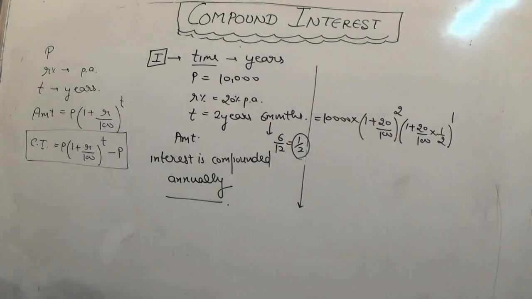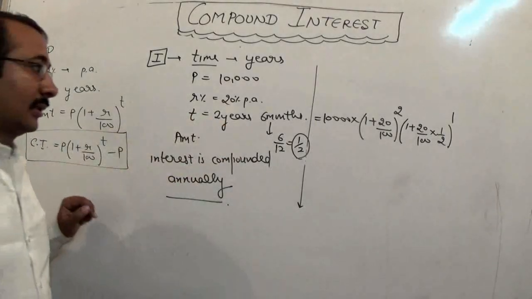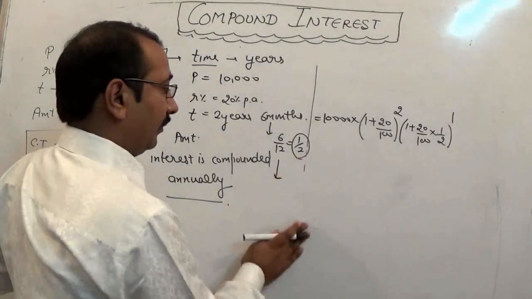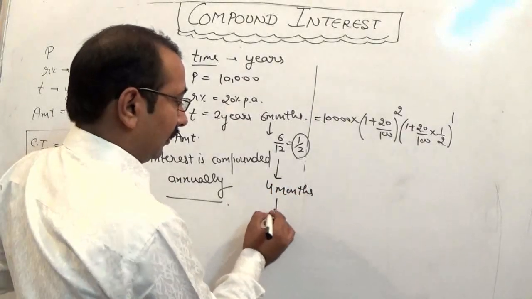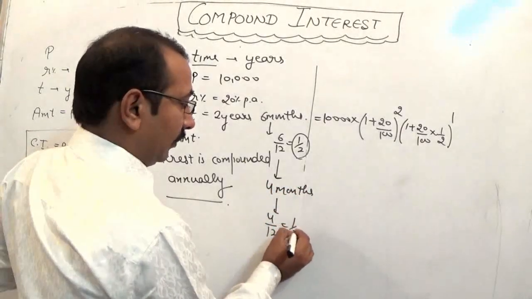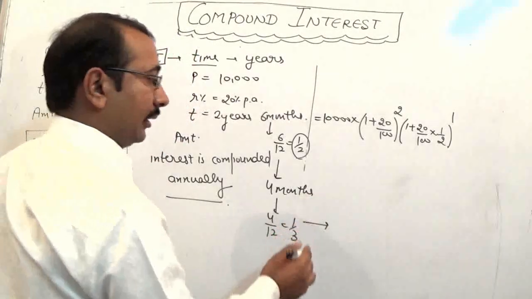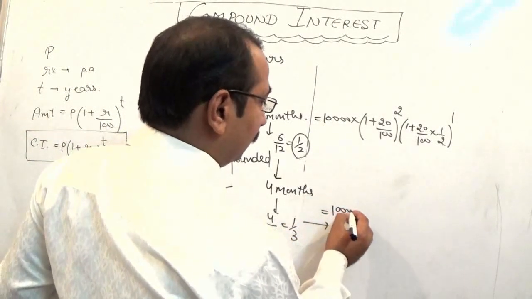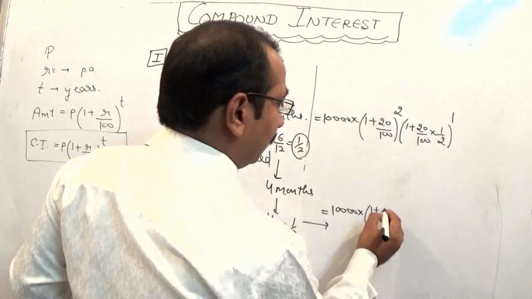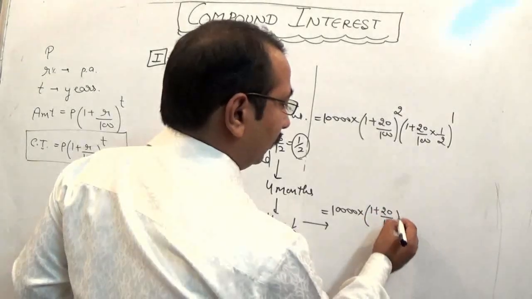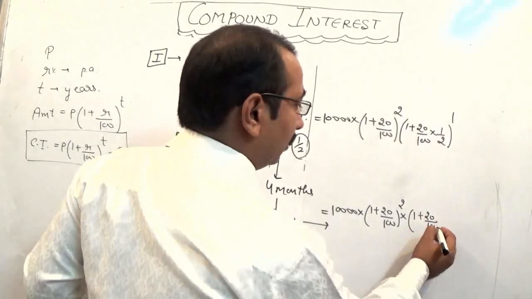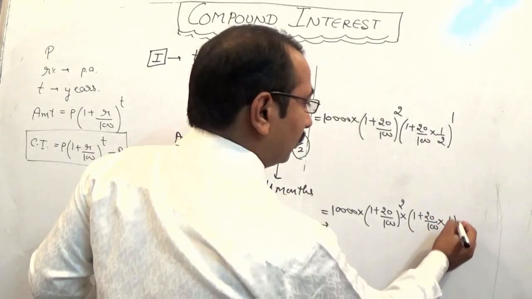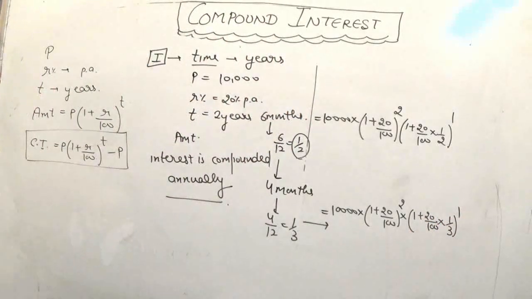What does it mean? Suppose here I have 4 months in place of 6. Then I make it 4 by 12, that is 1 by 3, and I put it here: 10,000 into 1 plus 20 upon 100 raised to power 2 into 1 plus 20 upon 100 into 1 by 3 raised to power 1, and that is our answer. I hope you got the idea.